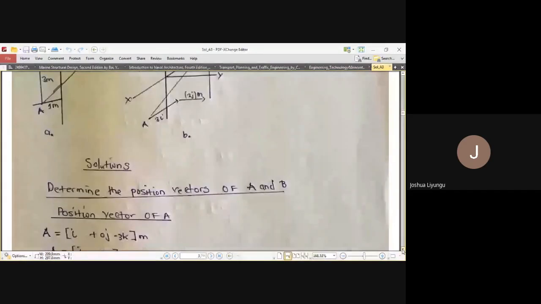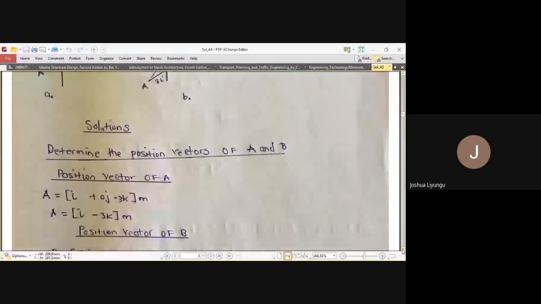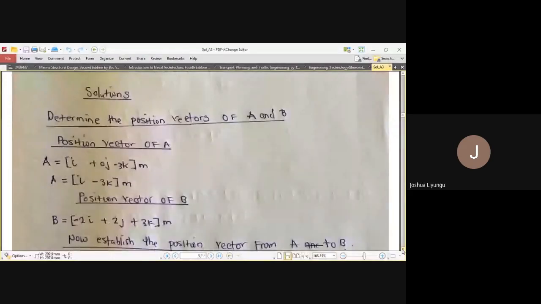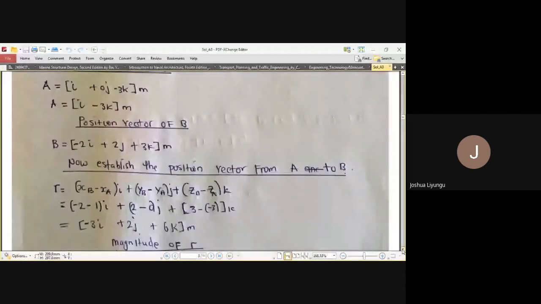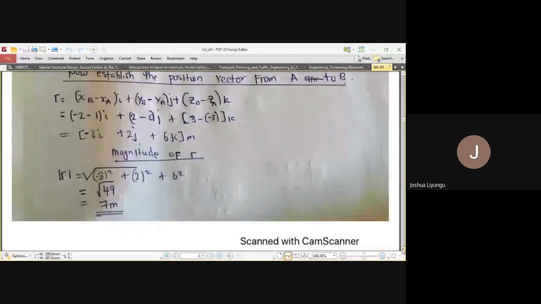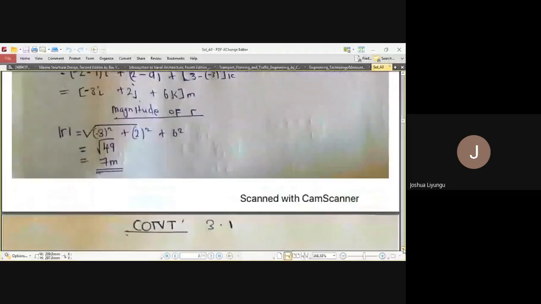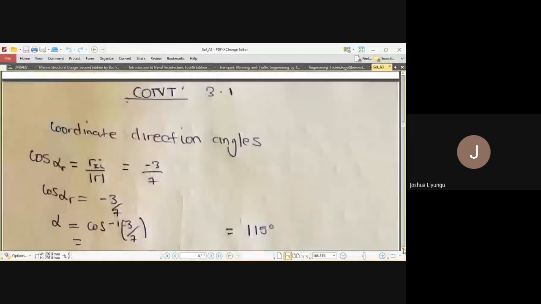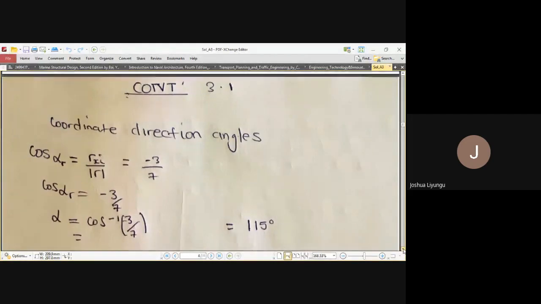So the first thing, you get your coordinates. After getting your coordinates, you get your position vector. After you get your position vector, you get your R, your magnitude. That is the length that you are looking for, which is the 7 meters. After that, you get your coordinate direction angles, and you do the same for gamma and beta.